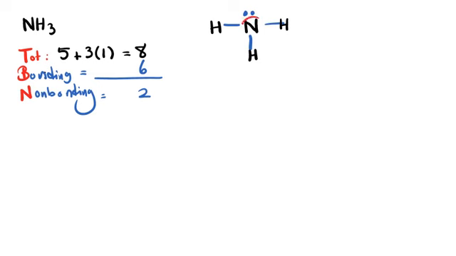I'm going to count to make sure we have 8 valence electrons. So hydrogens, 2 electrons, duet rule, and for nitrogen, please count with me: 2, 4, 6, and 2, we have 8 valence electrons. So nitrogen is the central atom, hydrogens are terminal atoms, and in this compound, we have one non-bonding pair, or lone pair, of electrons.